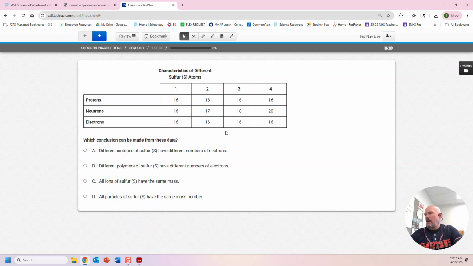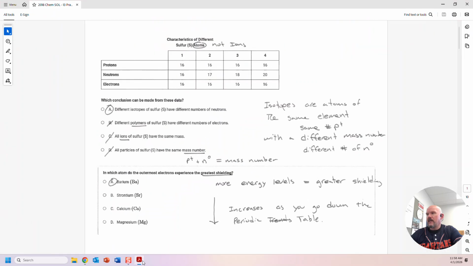So basically, this is an isotope question. It's really just what's the definition of an isotope? So it's not about polymers, so we could X that out. It's not about ions because they're all neutral. And we know they would have different mass numbers, so we could cancel that out. So obviously it's got to be choice A: different isotopes of sulfur have different numbers of neutrons. And again, I have my notes here: atoms, not ions. We're not talking about polymers, that's an organic chemistry thing. Ions would have to have a different number of electrons.